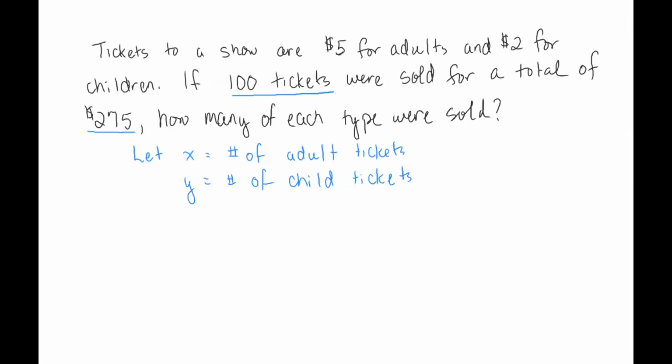What would you do with the X and the Y values to come up with 100? What would have to happen there? You guys are so quiet. What if I said there were 60 adult tickets? How many child tickets would there be?